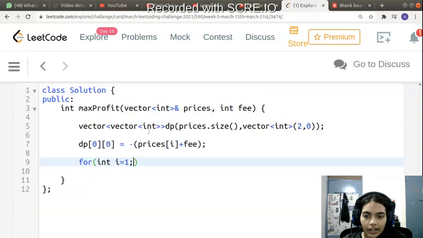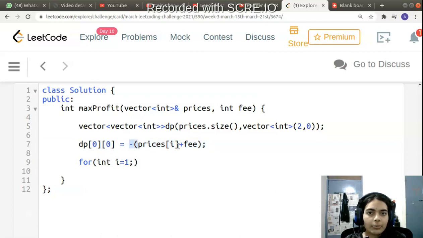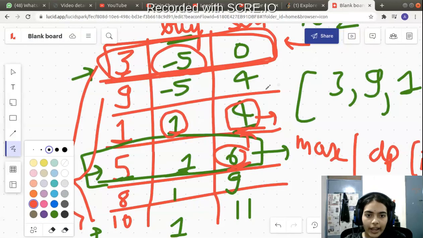So that's why I am starting from i equal to 1. And how have I filled for 0 comma 0? We just saw prices of i plus fee. Price of stock at that day plus fee, and we are putting a negative sign because we are paying that cost. And already I filled 0 for all the values, so this particular value will anyway be 0. All the values will be 0 in the table initially.